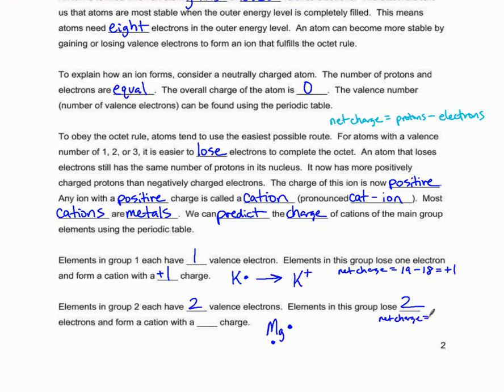Net charge: it has 12 protons, and it's going to lose 2 electrons, which means it's only got 10. And so 12 minus 10 tells us the net charge is plus 2. So we're looking at something like this happening. Mg and the superscript. Now the charge is positive 2, but it's commonplace to write Mg2+. The number comes first and then the sign comes second.